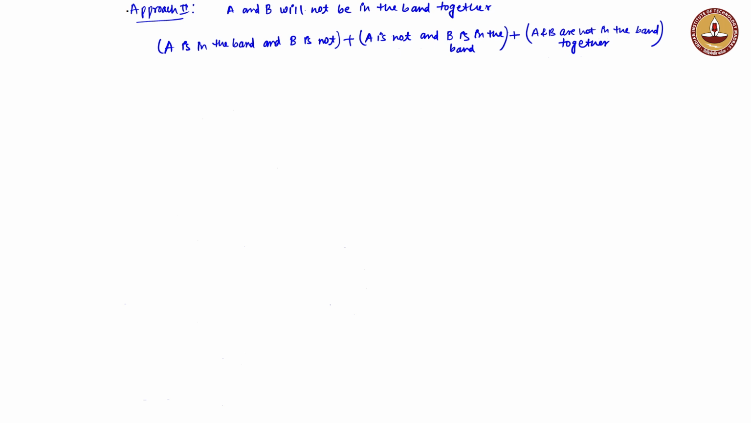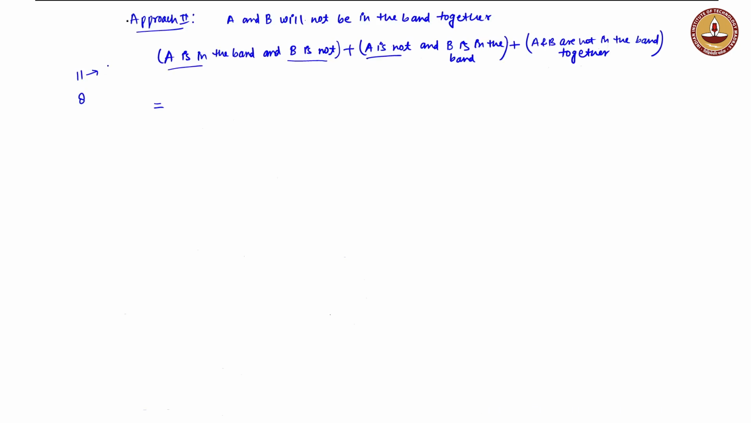Suppose here A is there but B is not. So A and B both are not there. A is not but B is there, but again you can see both are not there. And the last case is when A and B are not there in the band. So in how many ways can we do it, since we have to form a band of 8 musicians out of 11? We are saying A and B are not there, and we know B is not there already and A is already there.